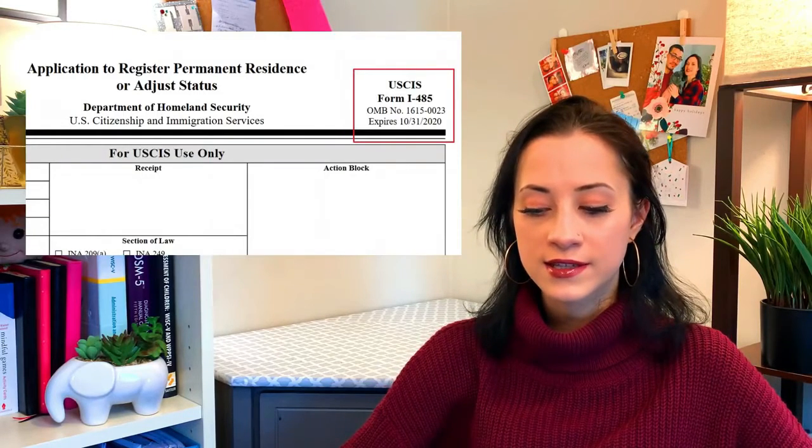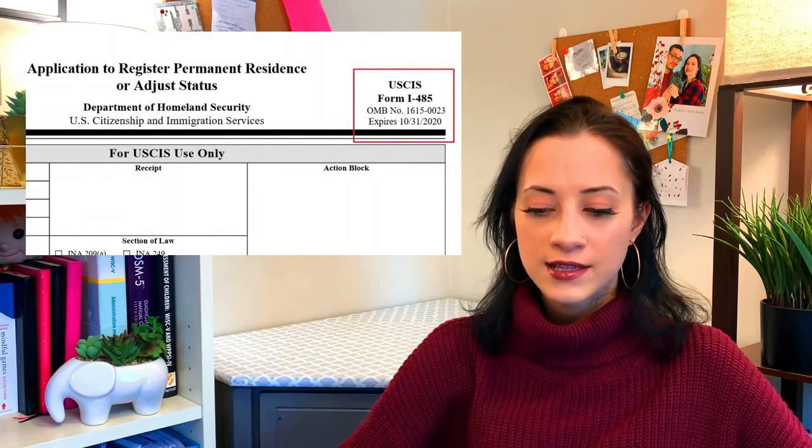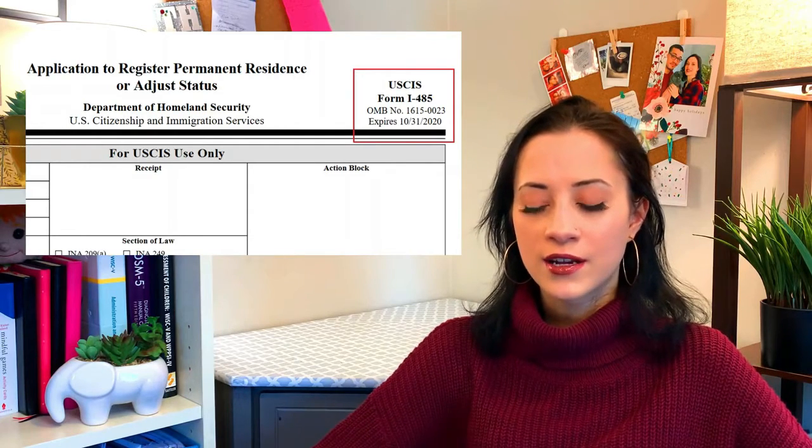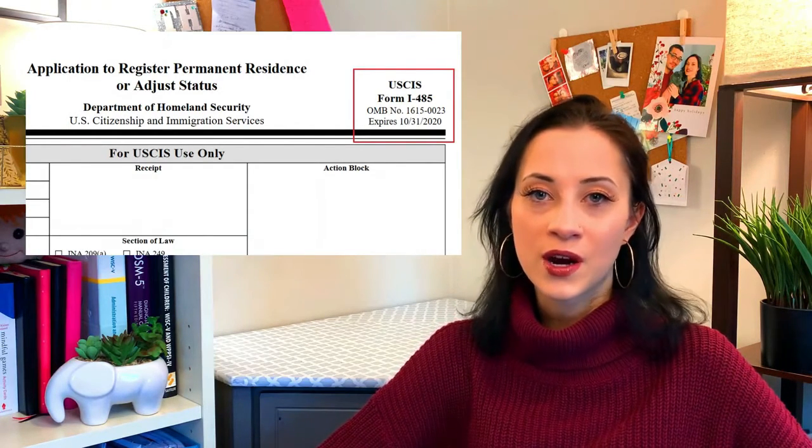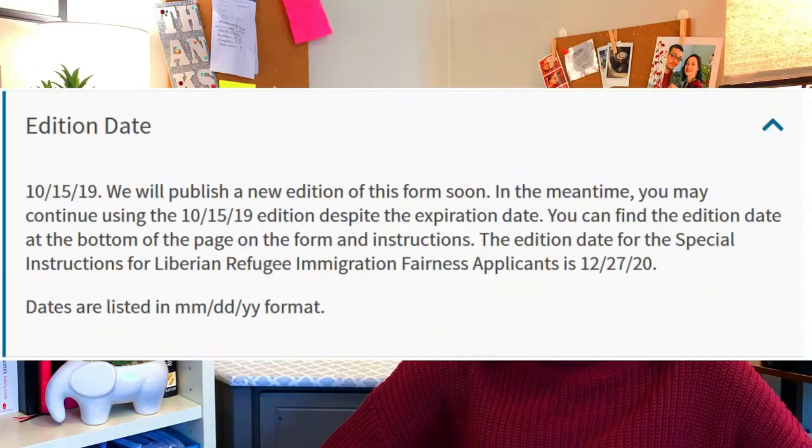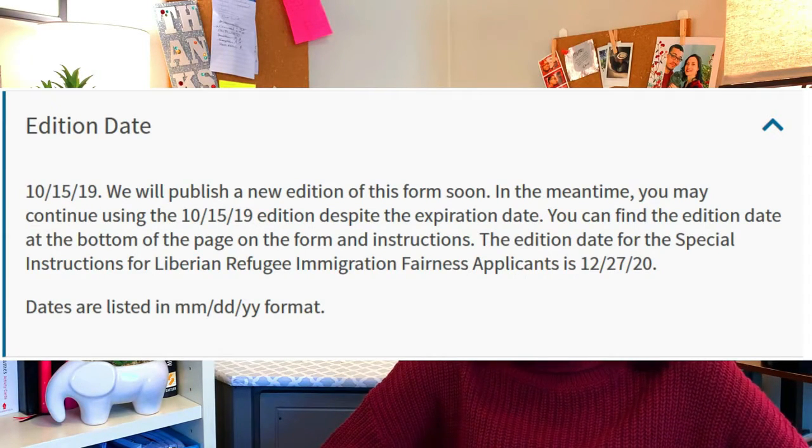As of now, it is listed that this application is due to expire on October 31st, 2020. We are in January 2021. What USCIS says is you should just be using the forms that are available on their website. And obviously, please make sure that you double check the expiration date. And I would also highly suggest, even the night before you mail out your documents or even the day of, to log into the USCIS website and see if the form has been updated or if it's still the same one.